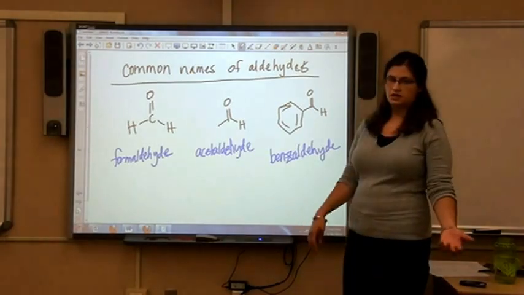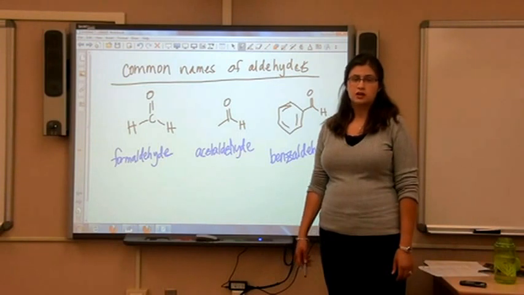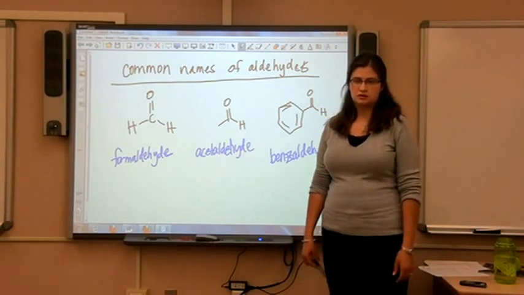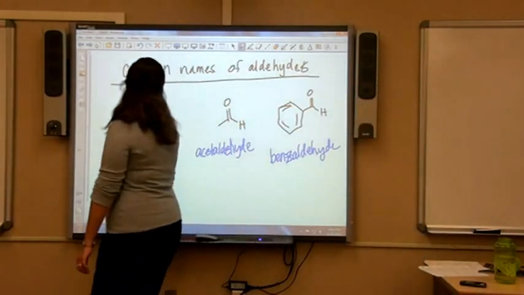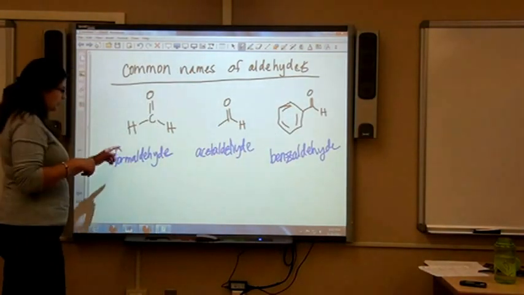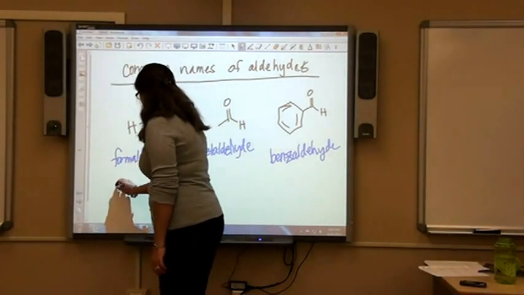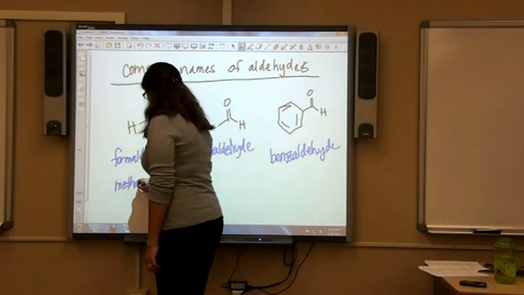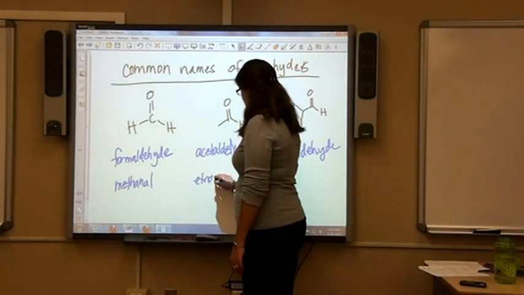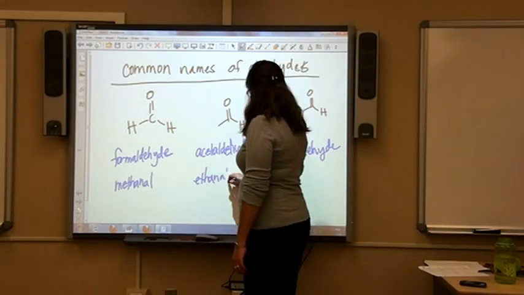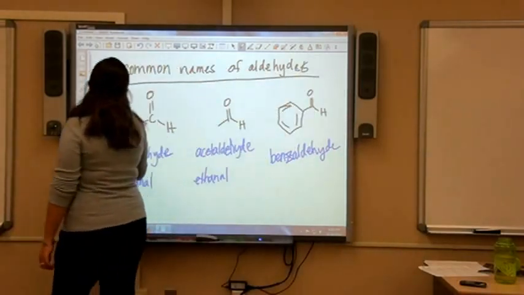And these are just some common names. You don't have to have these memorized, but if you happen to see these names floating about, these are the molecules that are associated with those names. If you were going to name this compound using the nomenclature system, this would be methanal. This is ethanal. And this you don't have to worry about.